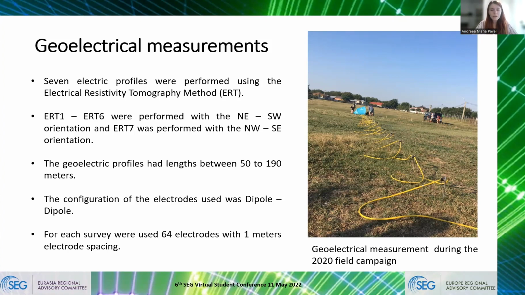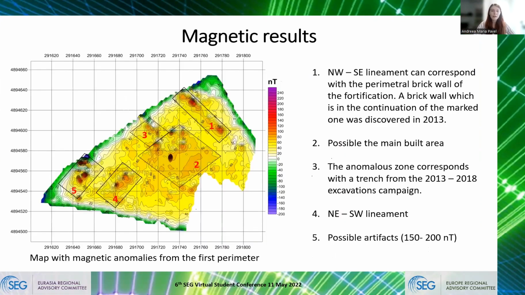And after several tests, the chosen electrode configuration was dipole-dipole. Also, on the right side of the slide, you can see a picture with the geoelectrical measurements during the 2020 field camp, and also you can see the environment. Now, I will talk about some of the results we obtained during the field camp.